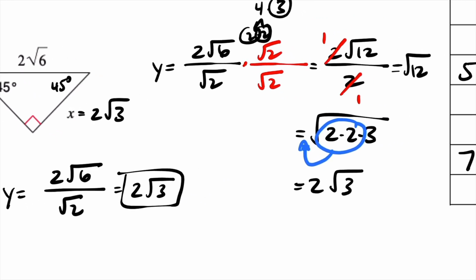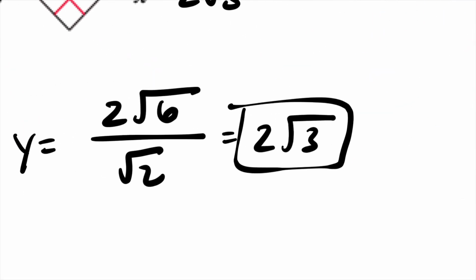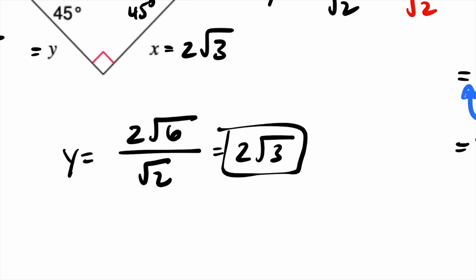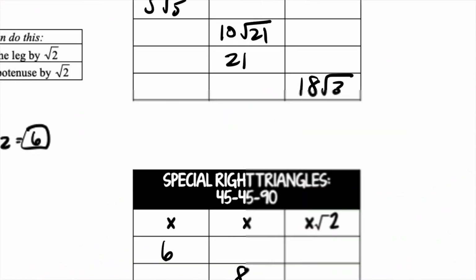Multiply by the square root of 2 and do it that way. That way will work 100% of the time. This way is a kind of a shortcut that only works because 2 and 6 both have square roots and they both can be divided into each other. Okay. All right. So that's the notes.